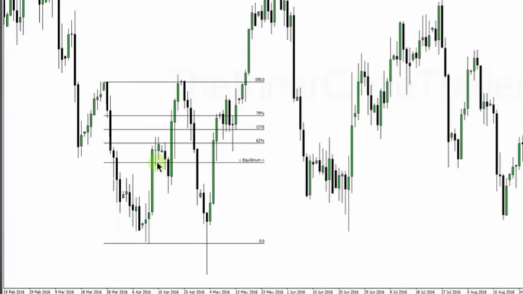Okay, so market trades back to equilibrium, goes back above it into a premium market, and it goes right on through what would be deemed as an optimal trade entry, or selling at a premium. So here's a wonderful thing about this. You can look at this and say, okay, if I'm measuring this high to this low, and I want to be selling, I'm above equilibrium, I want to get short in this area between 62 and 79% retracement level, okay?